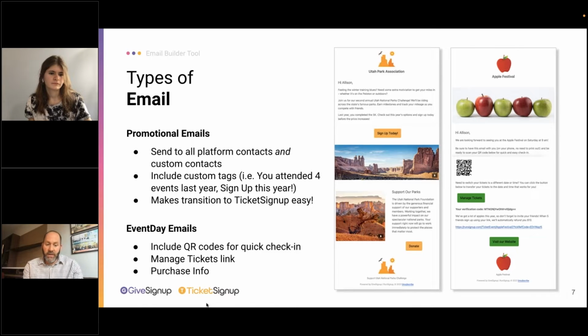And then event day emails, so including QR codes for quick check-in. So if you haven't checked it out yet, go on your app store, download the ticket check-in app, and you can see when you build your ticket event, which is part of my homework for you today, you can actually put in some manual tickets and then send yourself some emails, include those QR codes and see how fast it is. Imagine yourself sitting at a table, folks present their QR code, literally 1 second they're checked in. So quick and easy. And then manage your tickets link and then putting in your purchase info.